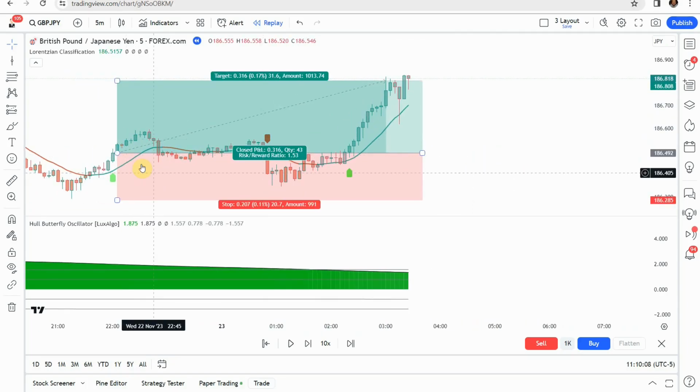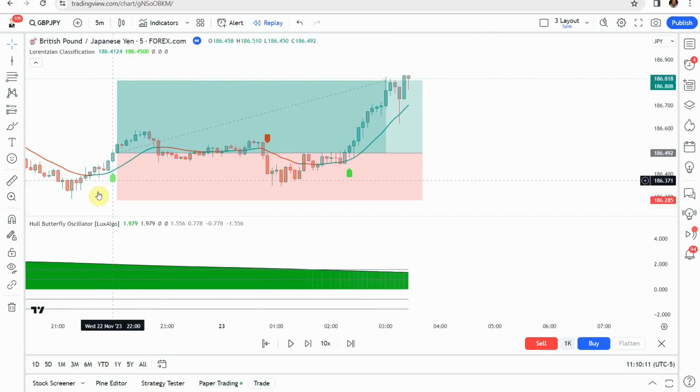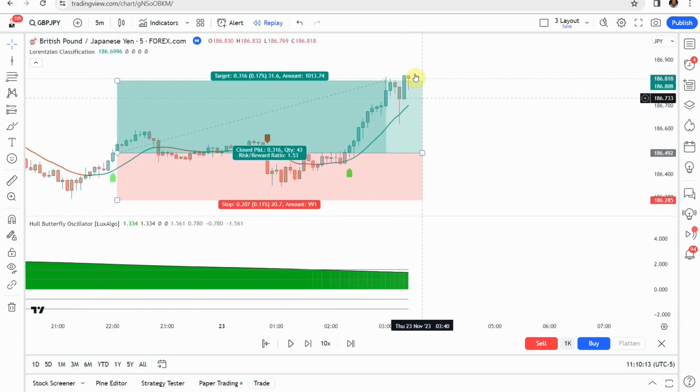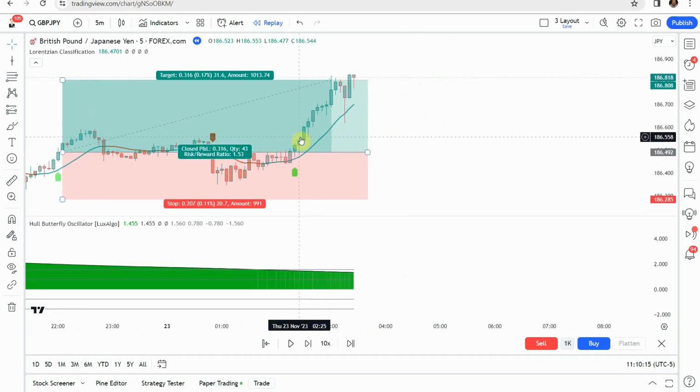Alright, so once again, you see that it takes a little while to get us there, but we eventually come up and make that really nice push, getting us to our take profit once again. Alright, so that puts us at the end of the testing right there.